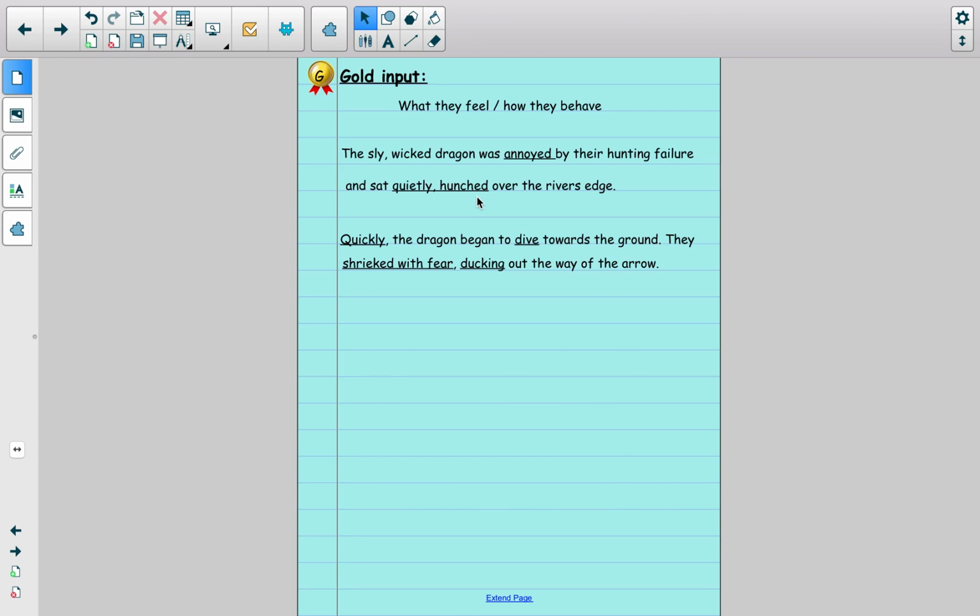Also, some of the underlined words are shrieked with fear, which shows us that someone is possibly feeling very scared. Maybe the dragon has scared someone or something.